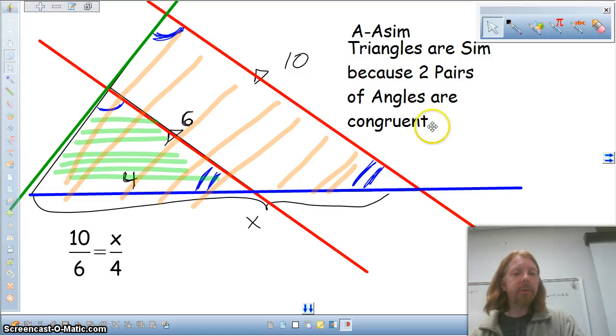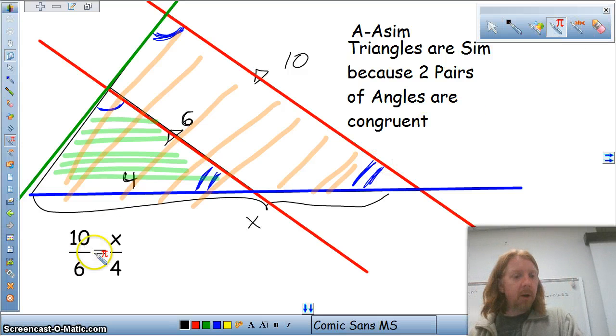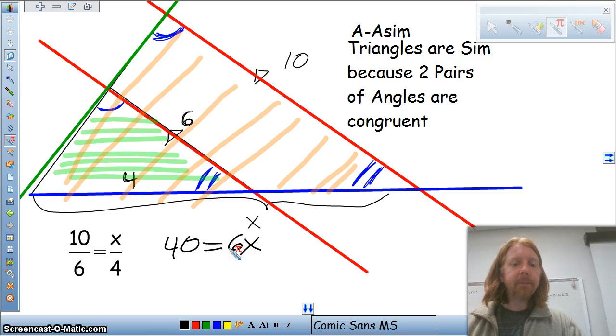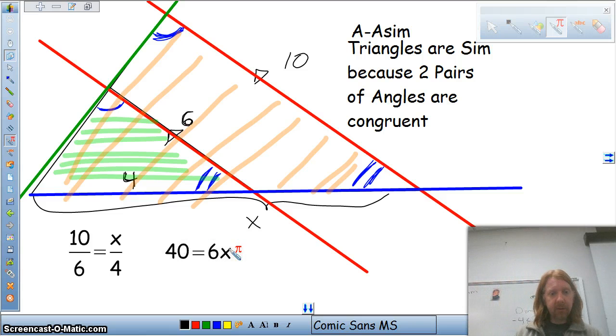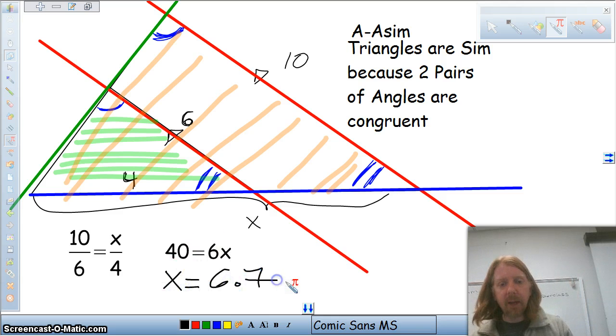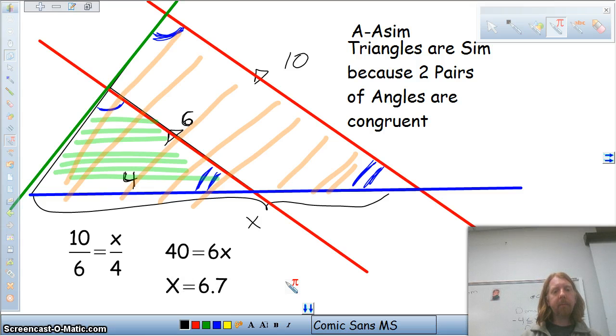Now I can solve my proportion. Cross multiply gives me 40 equals 6x. I'm going to get a decimal answer now. So 40 divided by 6 puts me at x is equal to 6.7. And that's that whole side there where x is marked off.